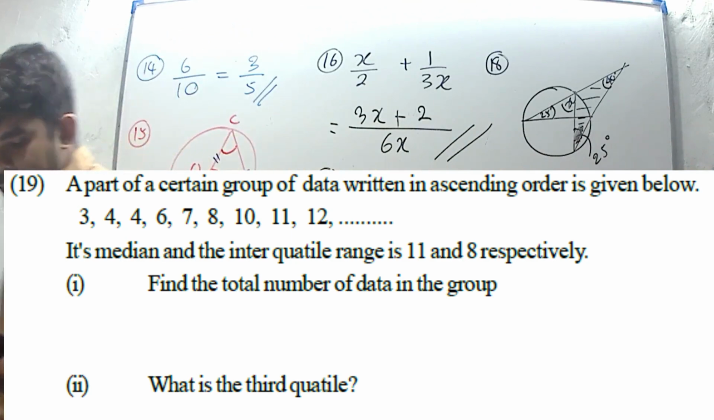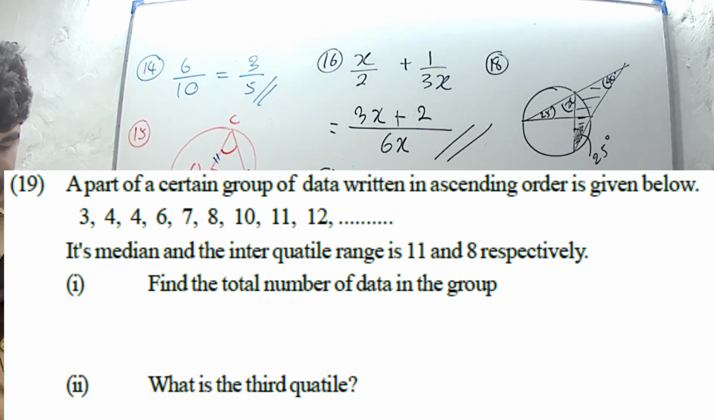Question number 19. A part of a certain group of data written in ascending order is given below. Its median and interquartile range are 11 and 8 respectively.